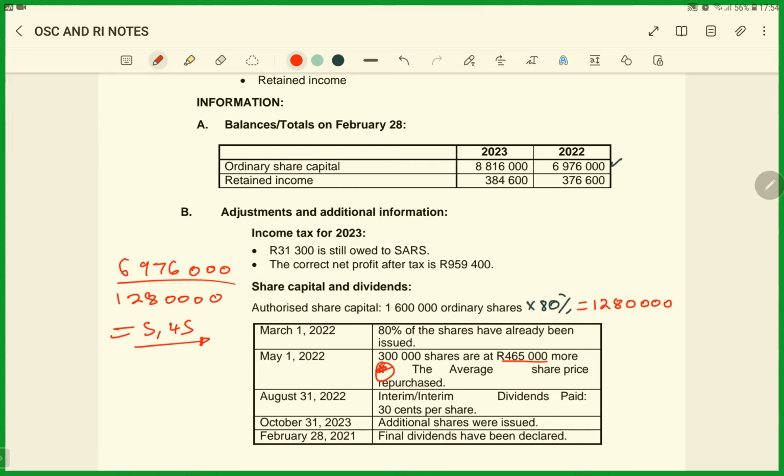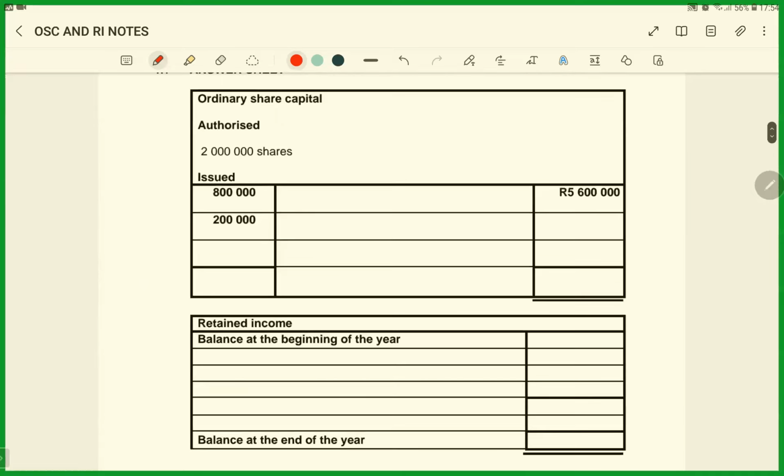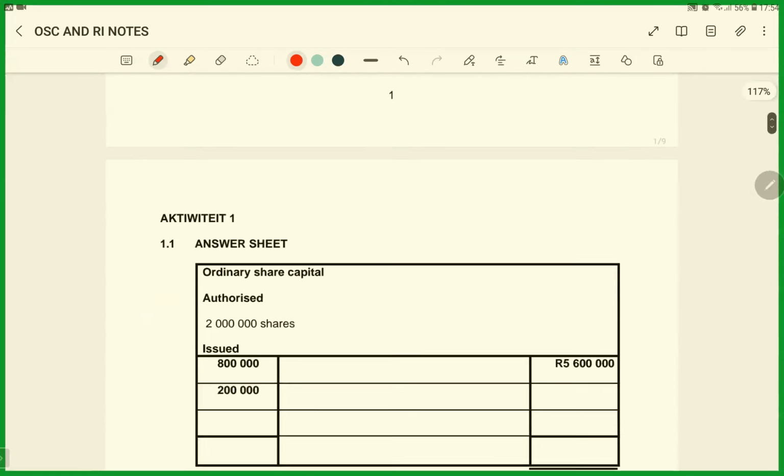Yes, sir. It is always calculated this way. They will either bring scenario number one or scenario number two, but as long as you know that to calculate the average share price, you consider all shares issued before the repurchase. That is the principle, ne? Yes, sir. Okay, now let's look at this activity here.